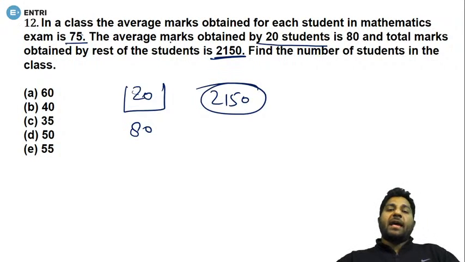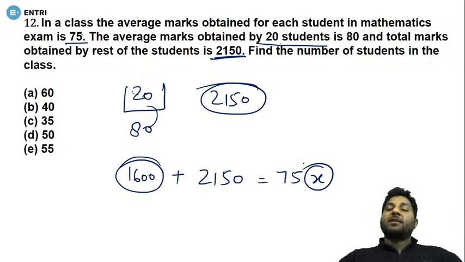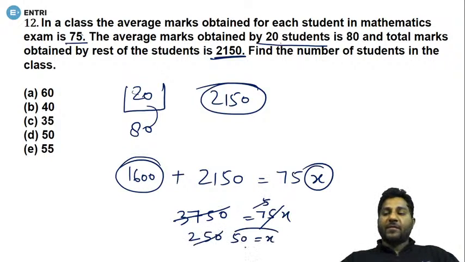The average marks obtained by 20 students, so 20 students have got 80. That means the total value will become 1600. While the rest of the value will become 2150, and it has to be equal to 75x. Let's say that the value of x was the total number of students. Equals 75x. So 15 2s are 30 and 15 5s are 75. So I think the answer would be 50.